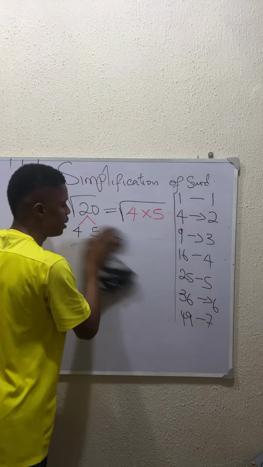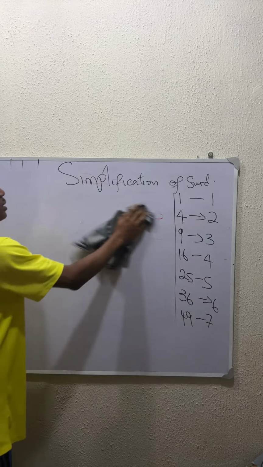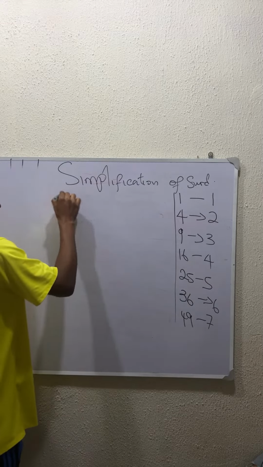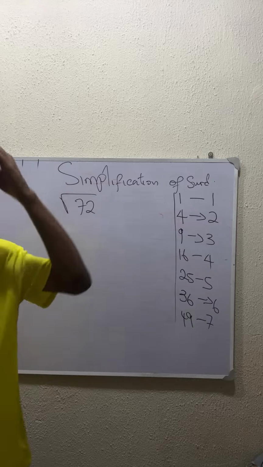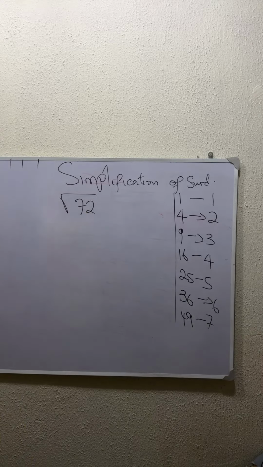And that's the answer. Let's look at the next one. Let's say we are told to do the square root of 72. If you're following, let me know your answer. Can you be able to do that? Let's try the square root of 72.